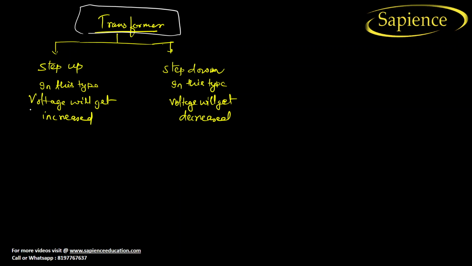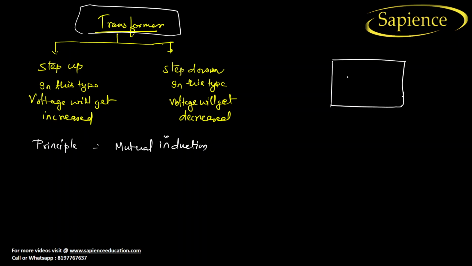Now what is the basic principle of this? If we talk about the basic principle, it is mutual inductance, mutual induction. Basically, let us consider this is a transformer, and if you put a primary coil like this, and there is another coil, and you apply an AC source current, what happens?